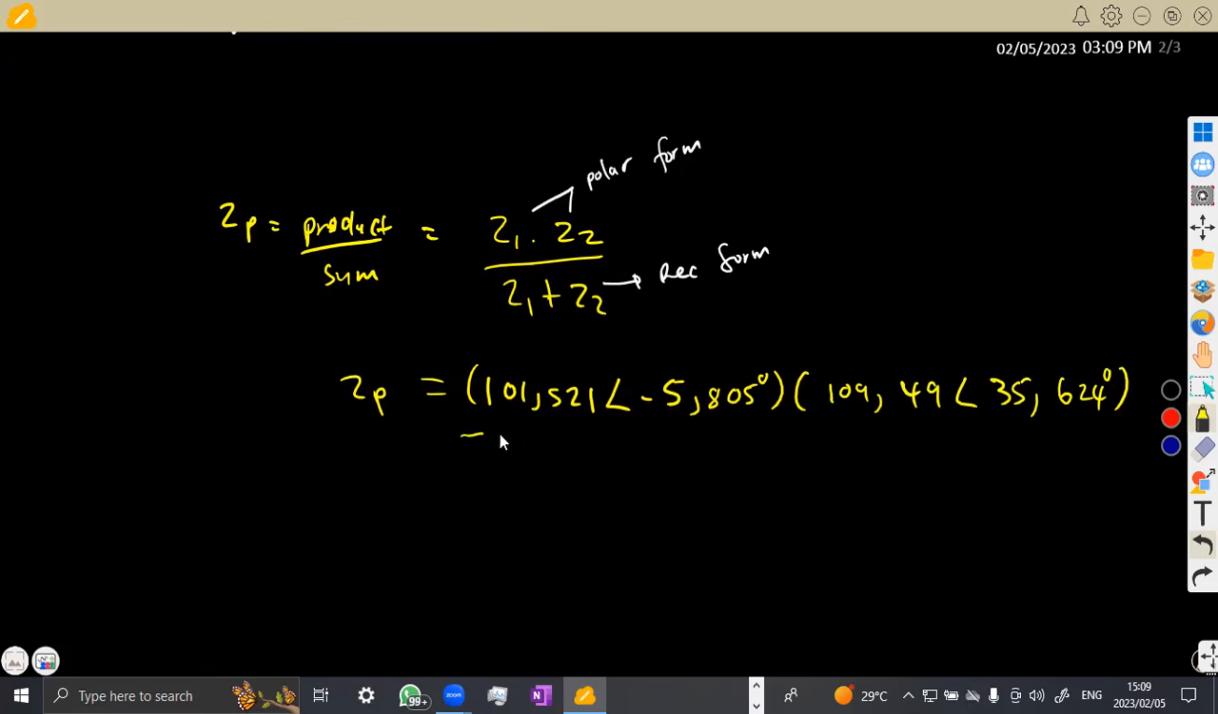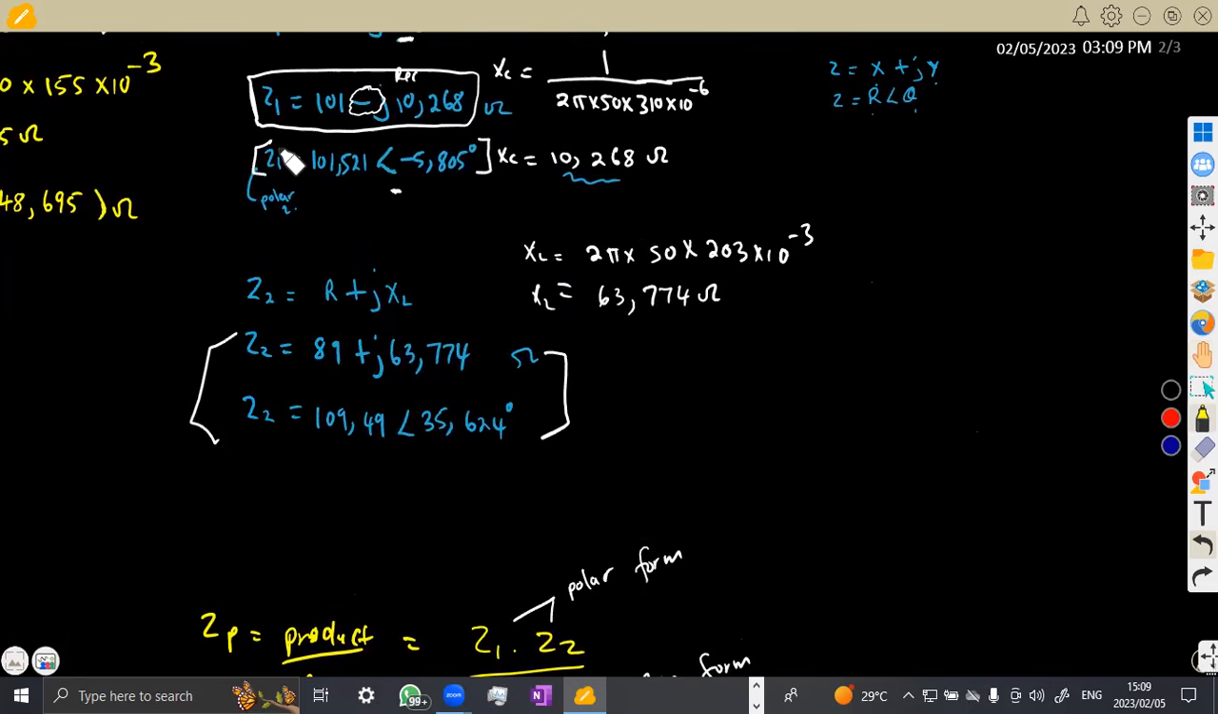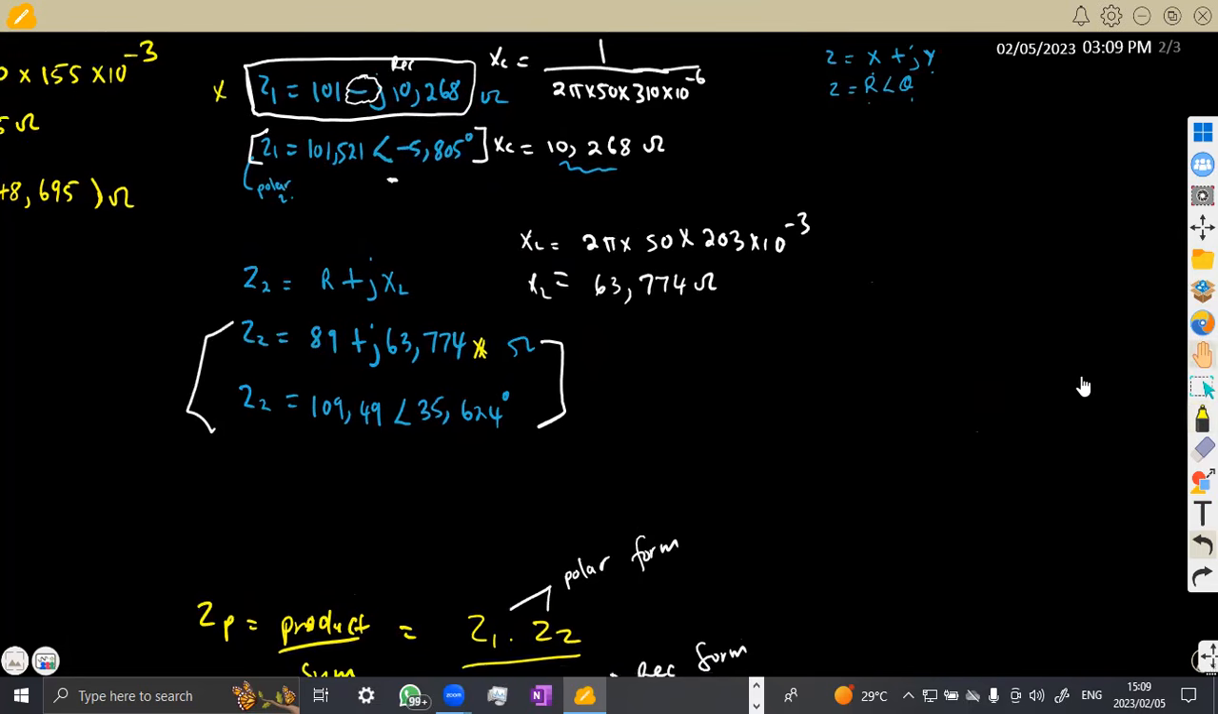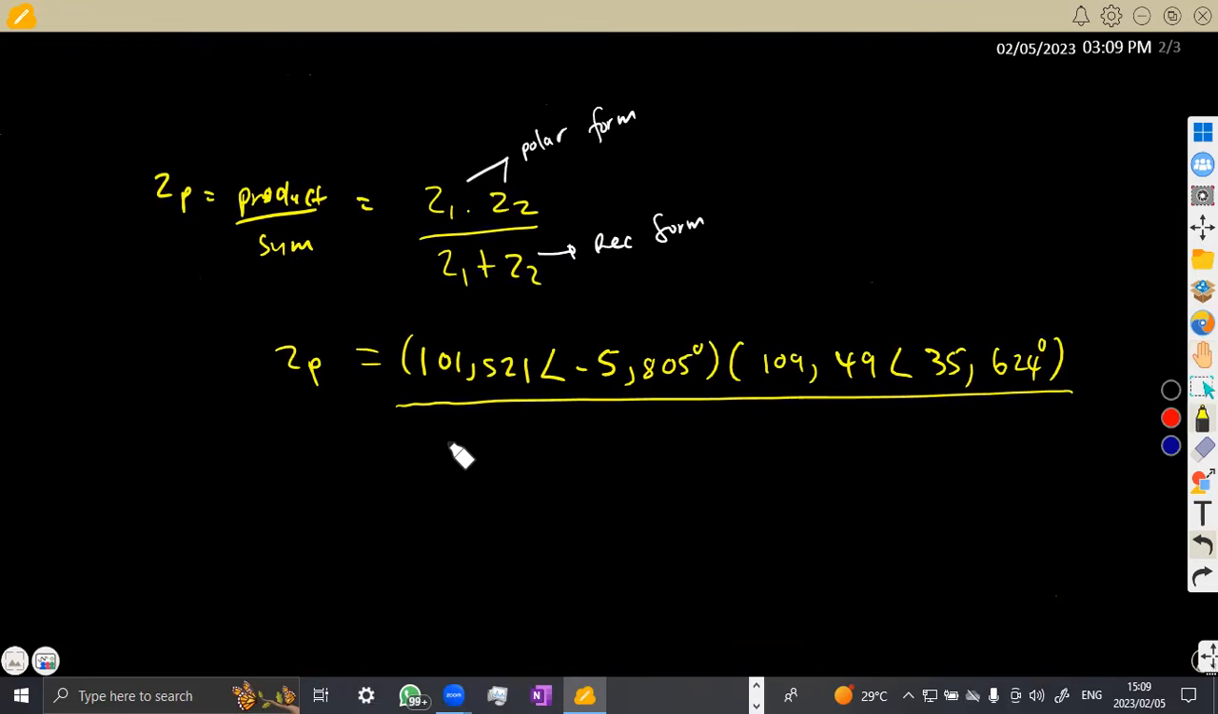And like I was saying, it's best for you to add in rectangular form. So we're going to take Z1 in rectangular form, that's 101 minus this part. Our Z2 also in rectangular form. These are the ones that you're going to take. It's best that way because you can simply add them properly.